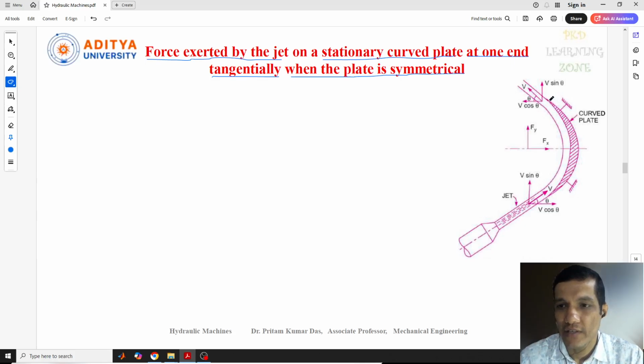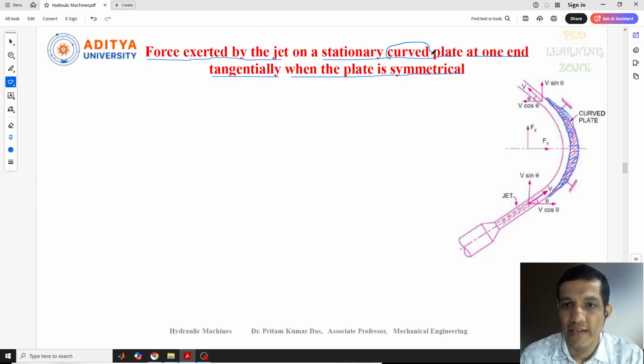This one you can see, the plate is given. This one from here is started, and this part is the plate part. This is our curved plate, and the curved plate is stationary.